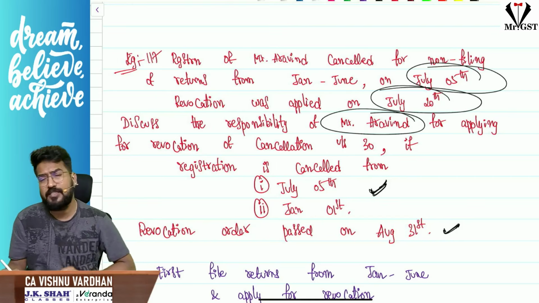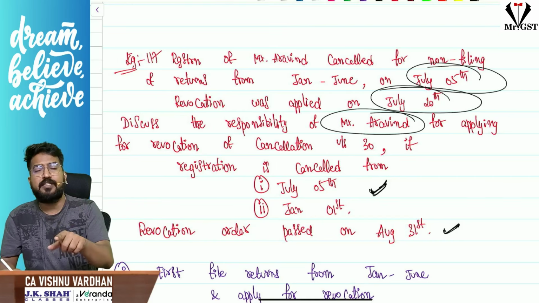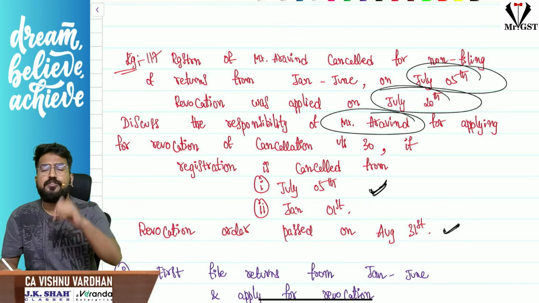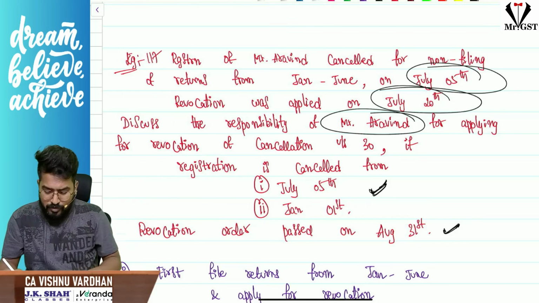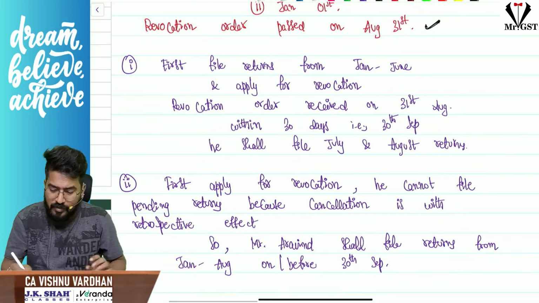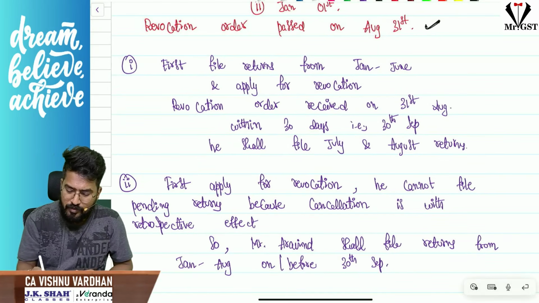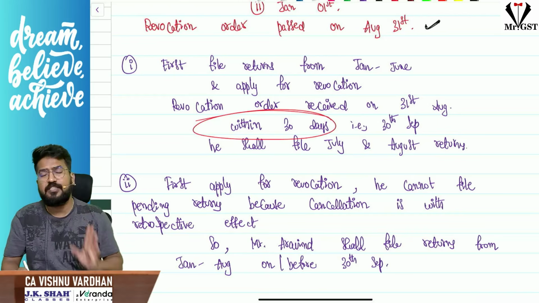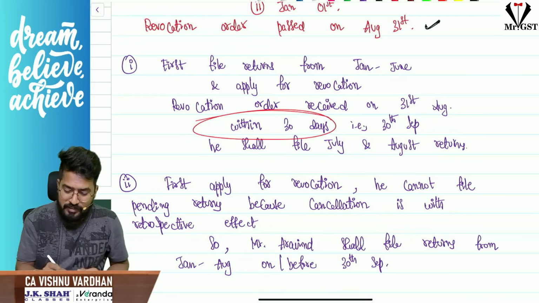But July and August are still pending. Whatever the pending returns are at the time of revocation, what should we do? They should be filed within 30 days, just like I discussed just now. Otherwise, your registration is liable for cancellation again. Okay, that is the point.